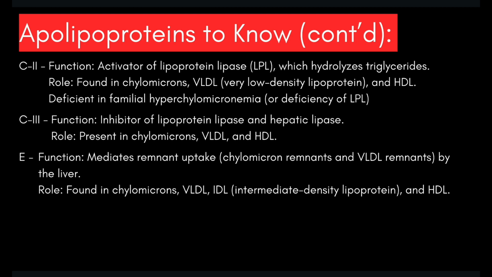Apolipoprotein C2. Its main function is to be the activator of lipoprotein lipase. This hydrolyzes triglycerides. Its role is to be found in the chylomicrons, VLDL, very low density lipoproteins, and HDL. Apolipoprotein C2 is deficient in familial hyperchylomicronemia, or deficiency of LPL.